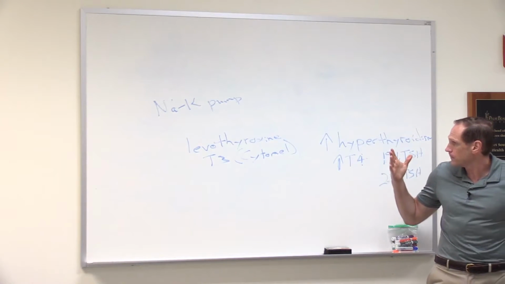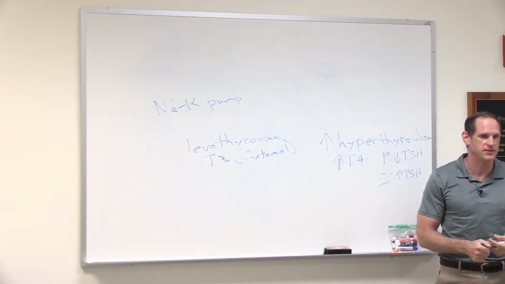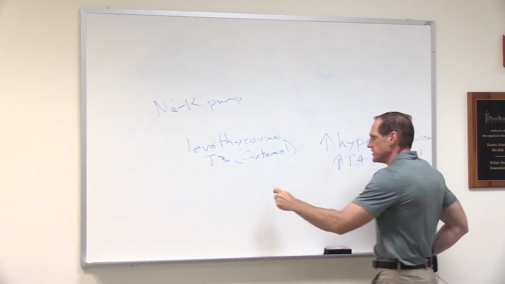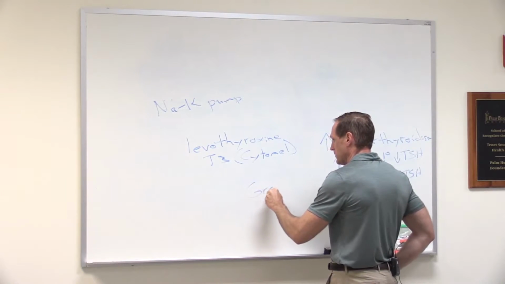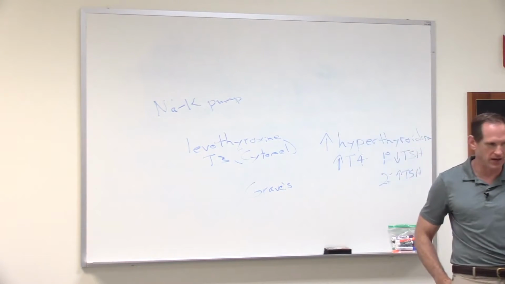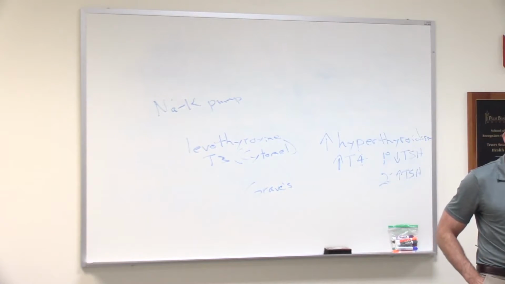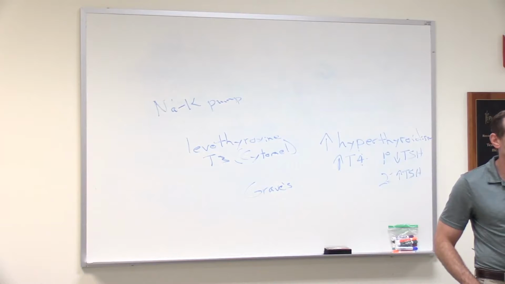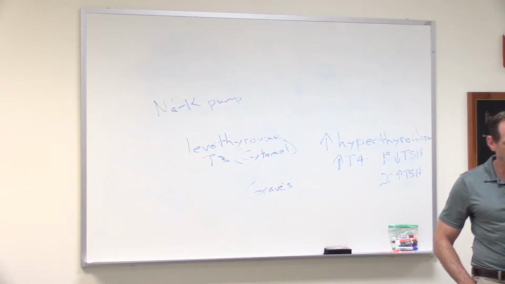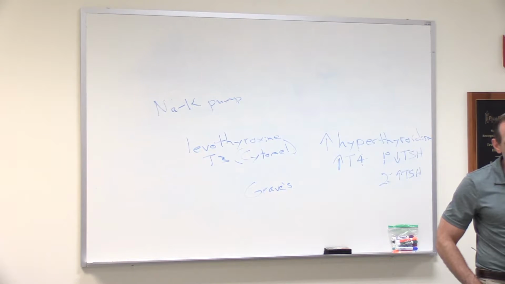So, the number one cause of hyperthyroidism in the United States is called Graves' disease. Graves' disease is an autoimmune disease where there are antibodies that act as TSH. They're able to bind to the TSH receptors in the thyroid and tell the thyroid to produce more thyroid hormone than usual. So is it primary or secondary? It's considered primary.